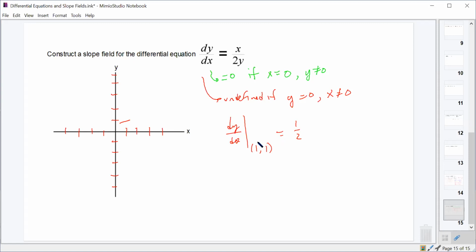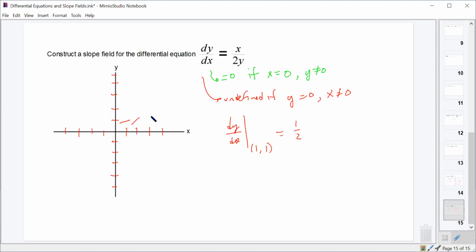One. We should get 1, right? So the slope increased a little bit. What about if x is 3, but y is still 1? Is it going to increase some more? Yes, it's going to go up to 3/2, right?